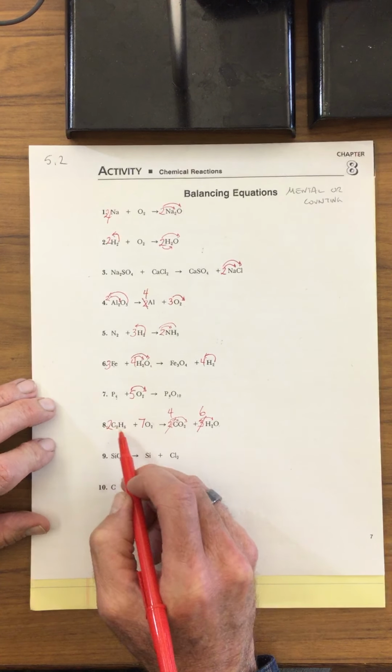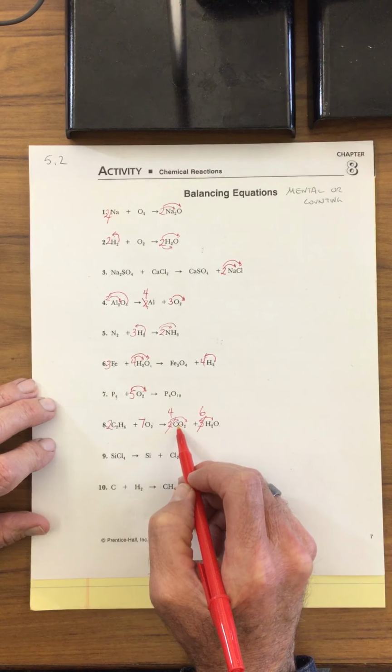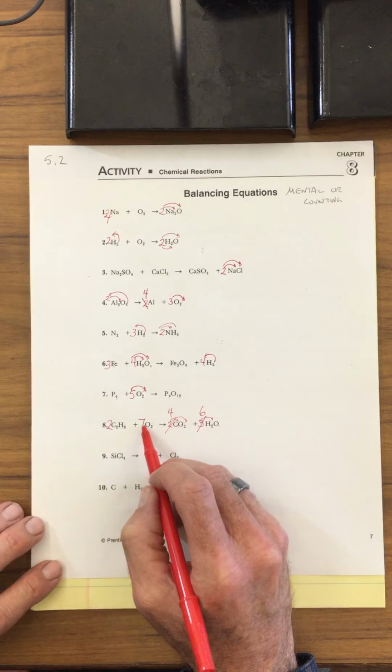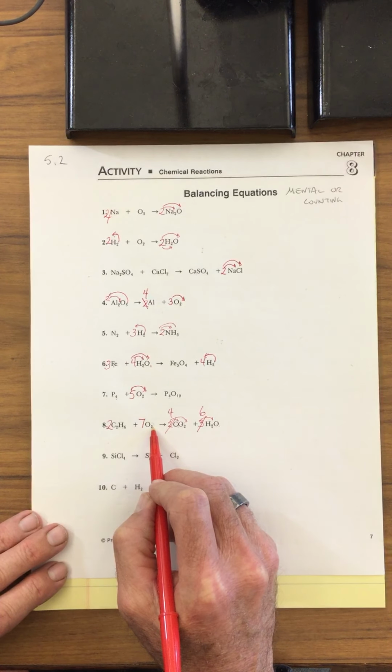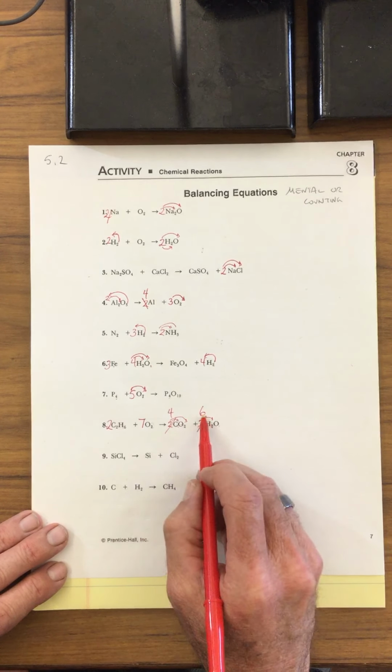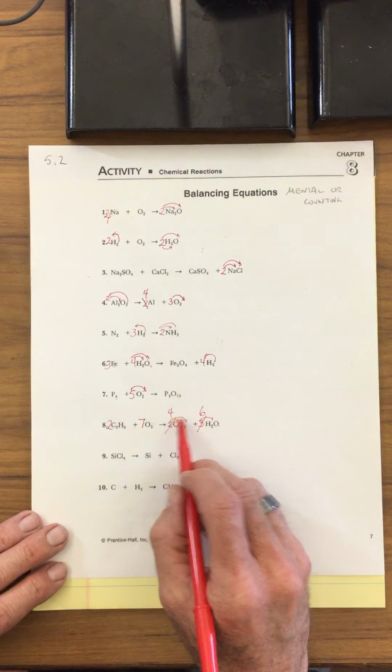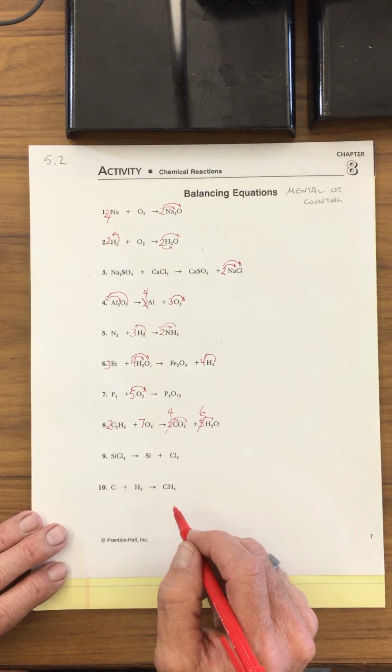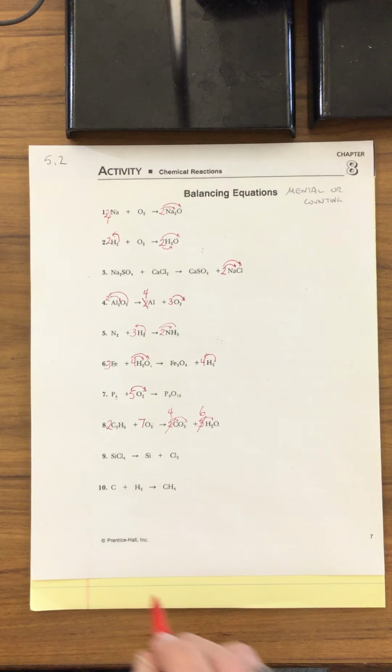2 times 2 gives me 4 carbons. 4 times 1 gives me 4 carbons. 7 times 2 again gives me the 14 oxygens. 4 times 2 gives me 8. 6 times 1 gives me 6. 8 plus 6 is going to give me 14. That was a really hard one to do.